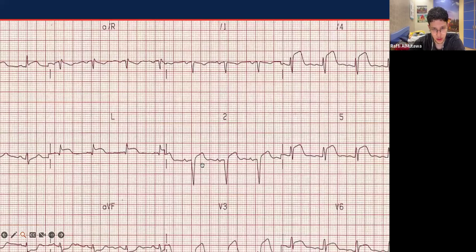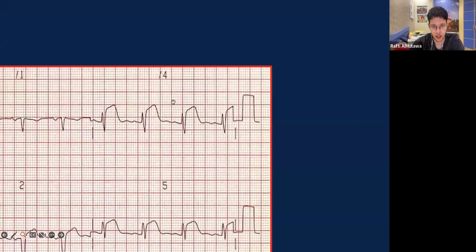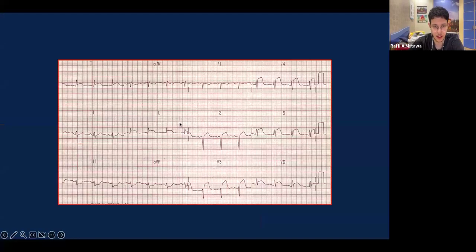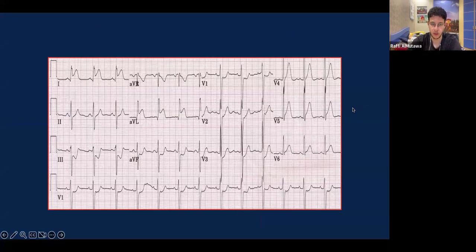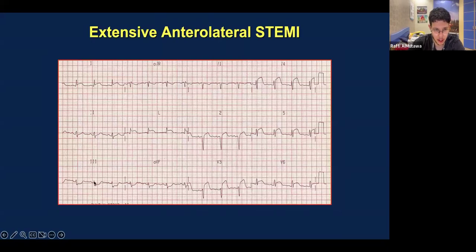Okay, so yeah, just look at 1. So this is V2. Okay, it's elevated. V3 is elevated. V4 is elevated. V5 is elevated. V6 is elevated. And then here, 1, AVL is elevated. So this is definitely anterolateral. And if you guys notice, for example, in 2, 3, and AVF, you see the reciprocal depressions that I was talking about earlier. There are no deep Q waves. Deep Q waves, if they come up, I'll show them to you.